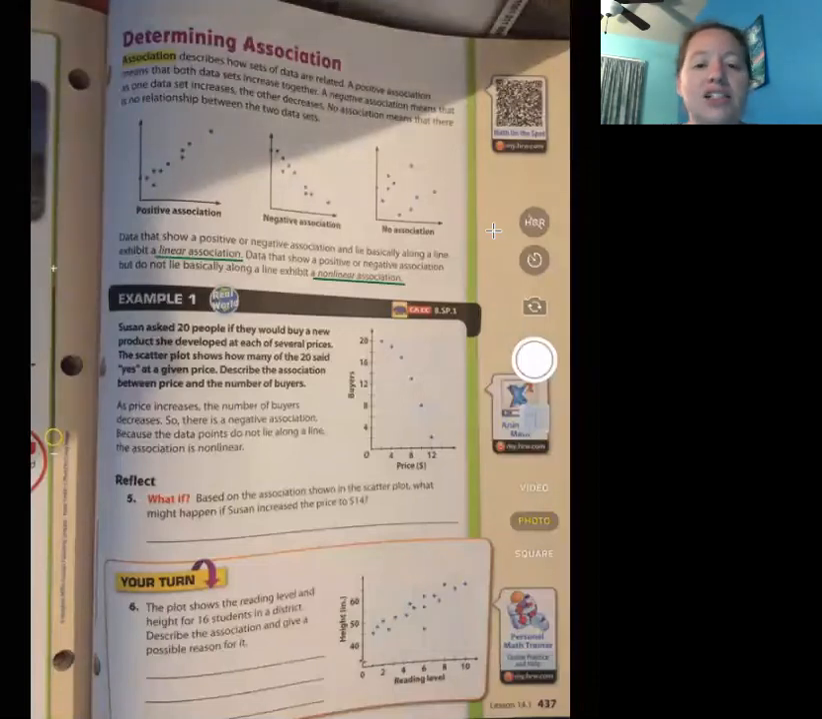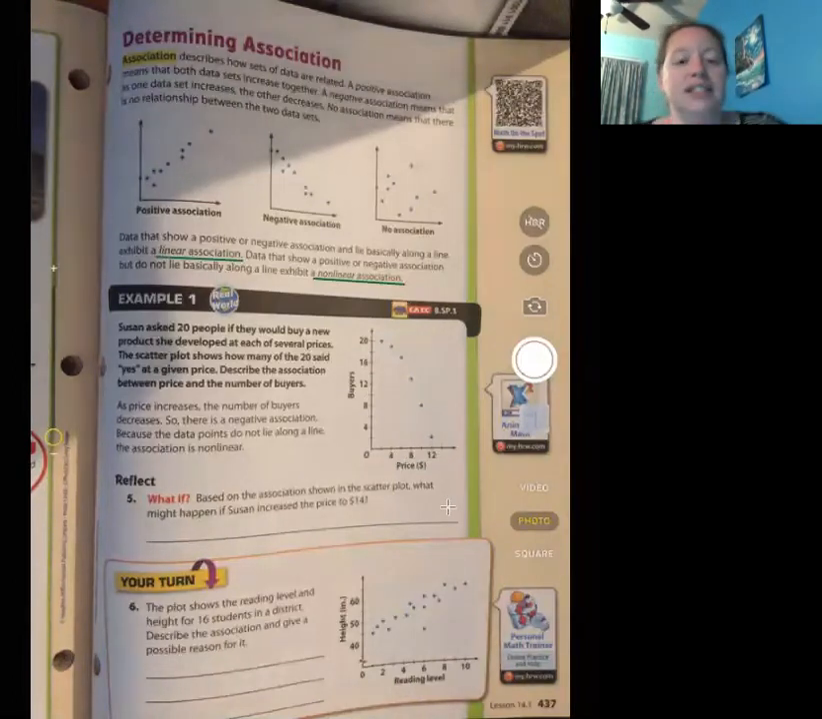Example 1, Susan asked 20 people if they would buy a new product she developed at each of several prices. This scatter plot shows how many of the 20 said yes at a given price. Describe the association between price and the number of buyers. So here we have a lower price. More people said that they would buy it. 20 people said they would buy it at $2. At $12, only 2 people said they would buy it. Okay, so each of these ticks goes up by 2. 2, 4, 6, 8, 10, 12, 14, 16, 18, 20. Over here, same thing. 2, 4, 6, 8, 10, 12, 14.